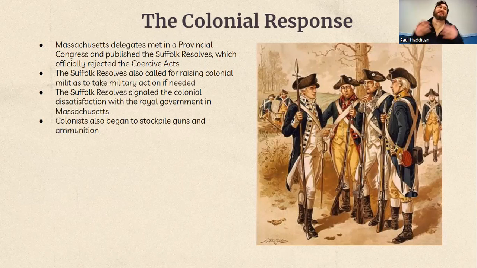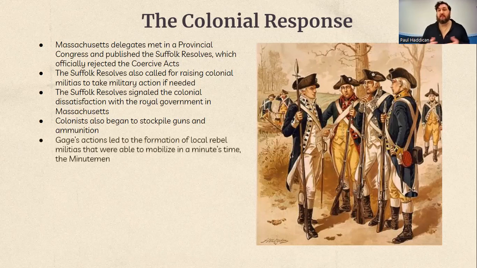So Thomas Gage is not wrong with wanting to get ahead of that, because the colonists are also going to be doing that and being prepared for a violent response. He's actually going to push them over the edge, though. He's going to be the thing that forces them and convinces them to create local rebel militias that can mobilize in a minute's time, called the Minutemen.